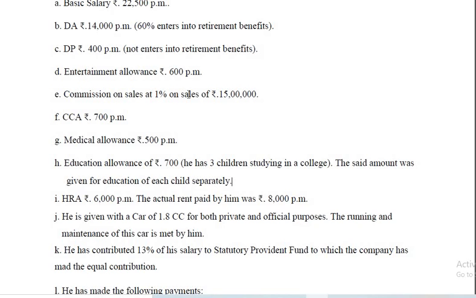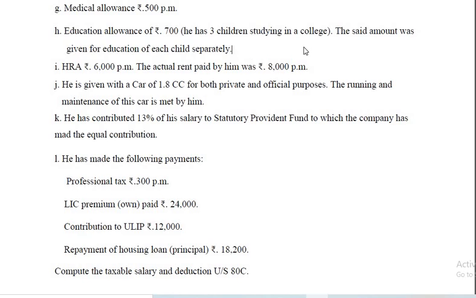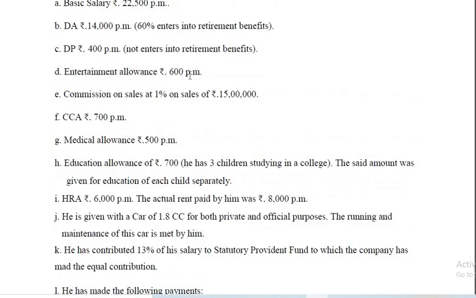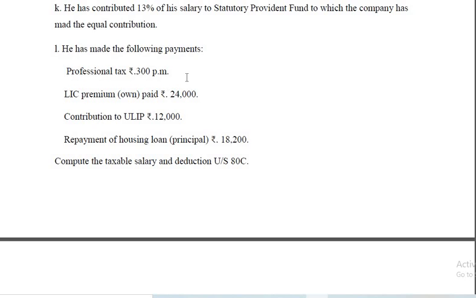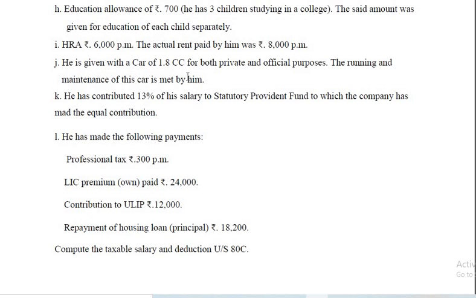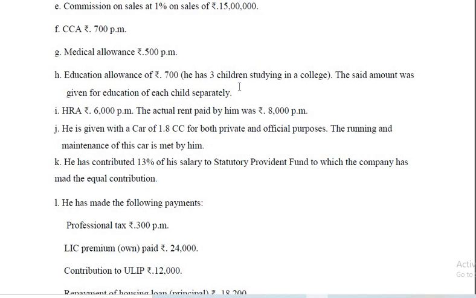Then commission on sales at 1%. Only if the commission is based on turnover or sales, that is part of salary for computation of HRA. Okay, so what you have to do is actual HRA received. Second one, rent paid in excess of 10% of salary. What is salary? I told you. Third one, 40% of salary. If the employee is working in a metropolitan city, then it is 50%. Here nowhere it is mentioned. Therefore, 40% of salary. Of the three, whichever is less, that is exempt. The remaining HRA is taxable.